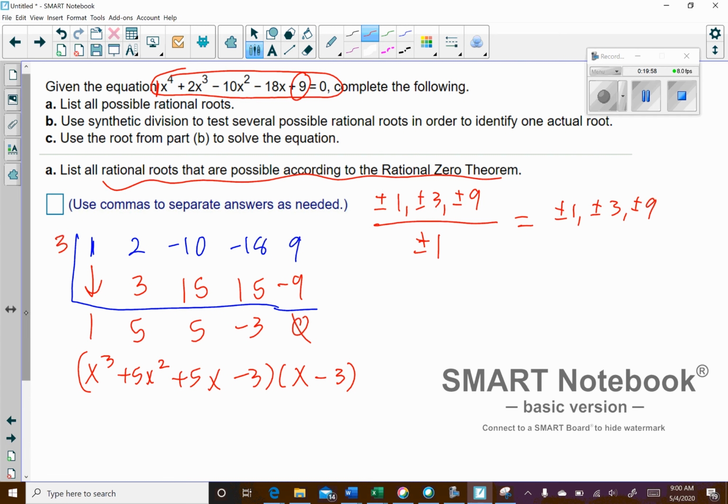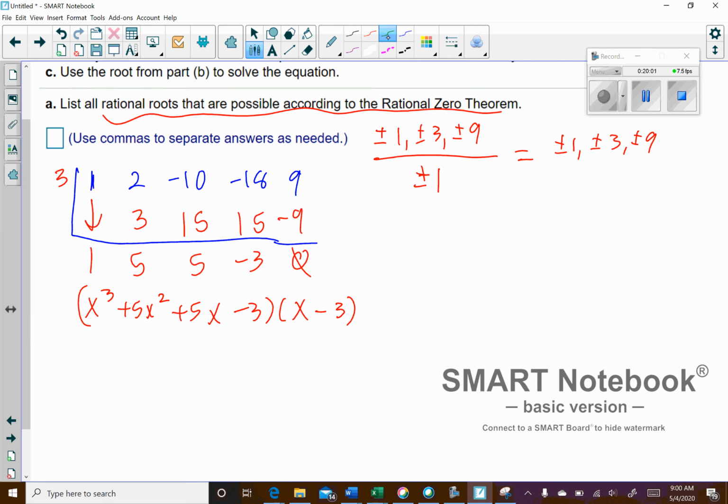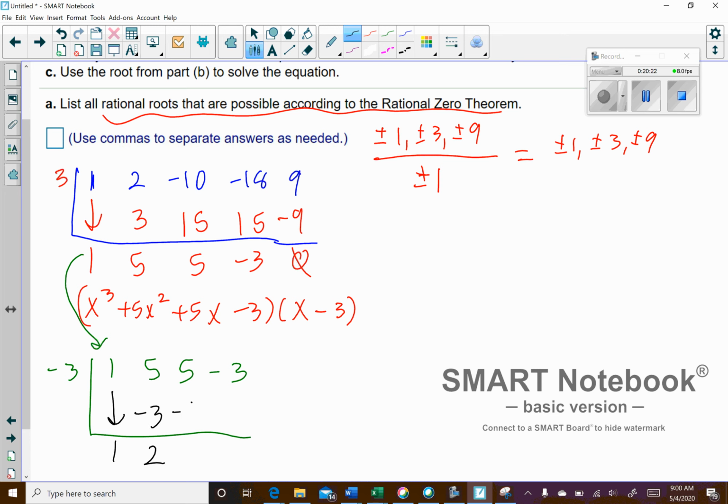So now I'm going to try -3. So let's see. I'm going to use what was left. So 1, 5, 5, -3. So I'm taking that from up here. Okay. And so let's see. So I drop down the 1. 1 times -3 is -3. -3 plus 5 is 2. 2 times -3 is -6. -6 plus 5 is -1. -1 times -3 is +3, which then gives me a 0. So bingo, I hit another one.